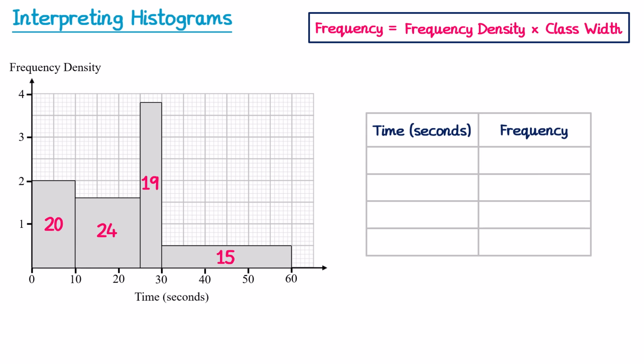So we just need to write each of the groups, so the first group goes from 0 to 10, and we worked out the frequency for that group, that's the first bar, as 20. The next group goes from 10 to 25, and the frequency we worked out was 24. And continuing this, we have 25 to 30 with a frequency of 19, and for the final bar it was 30 to 60 with a frequency of 15.